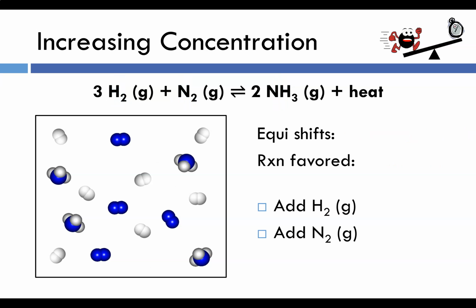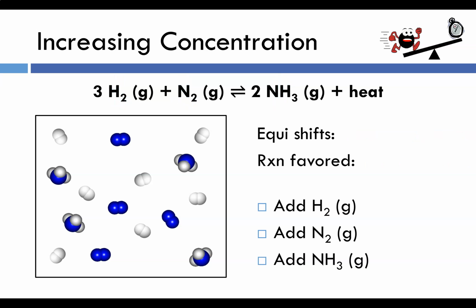If we add more N2, we would see the same exact change occur. We have more nitrogens present, so there's better chances of hydrogen and nitrogen colliding to form ammonia. So again, we'd say that the equilibrium has shifted to the right and that the forward reaction was favored because we see an increase in the concentration of the product.